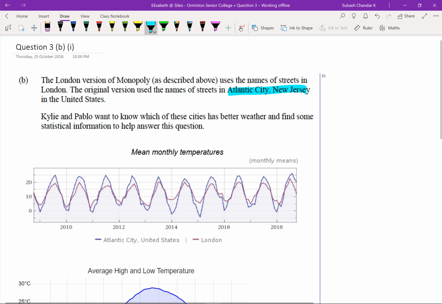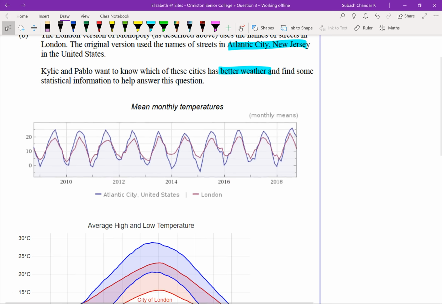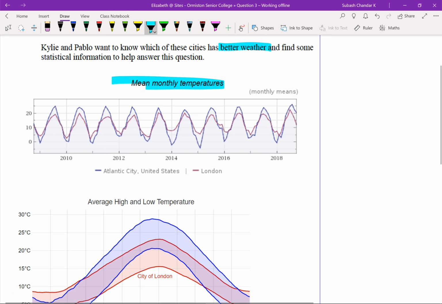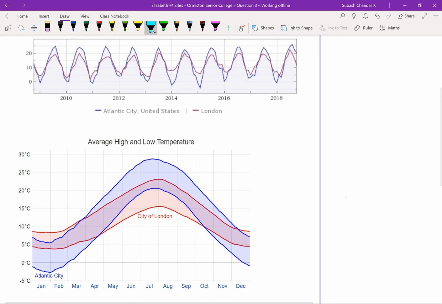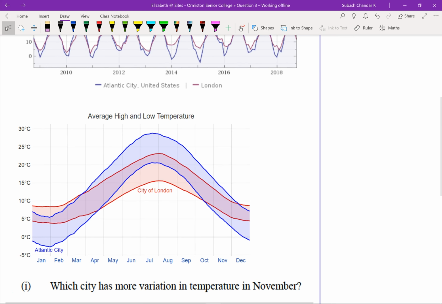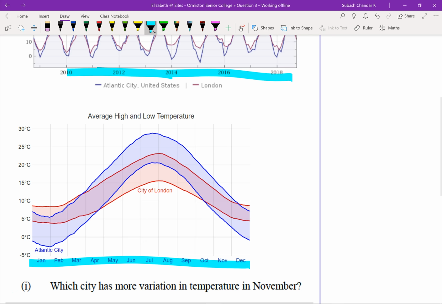What we've got is a couple of graphs here, and we're looking at the temperature, some weather. We've got 2 graphs. One is about our mean monthly temperatures for Atlantic City and London. The dark blue line is Atlantic City, and the purple line is London. And then underneath that, we've got the average high and low. So this is looking at the months of the year. On this one, I've got my months of the year along this axis, whereas on this one, I've got a bunch of years worth of data. So I've always got to think about these axes, what the data is about first.